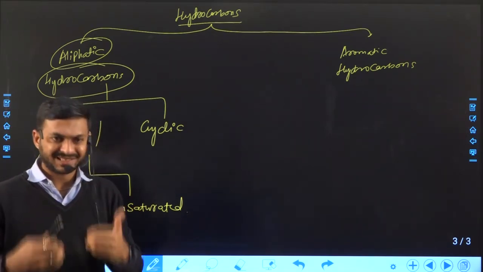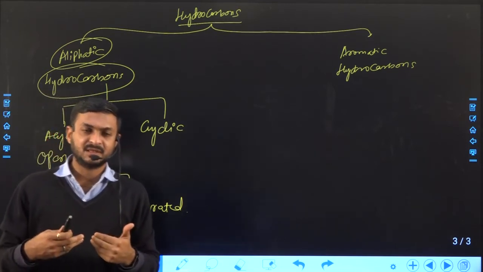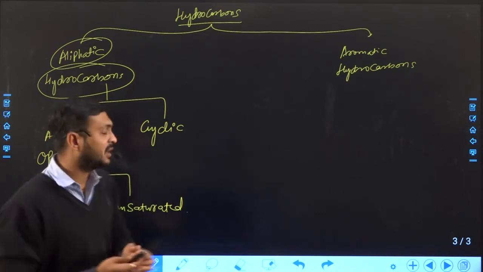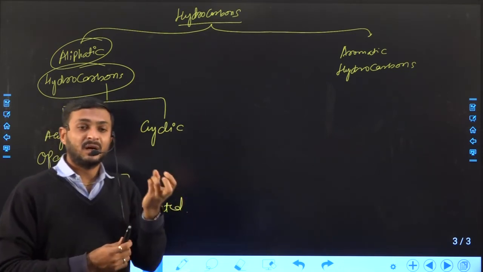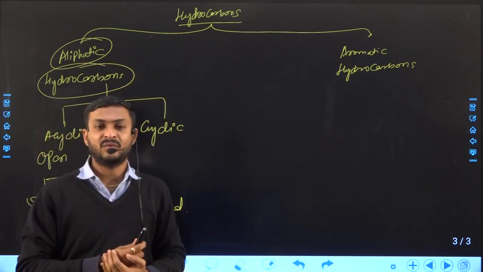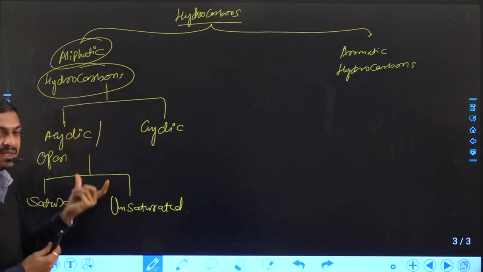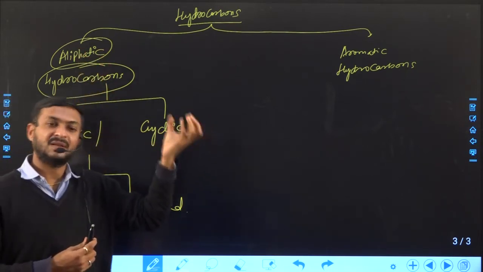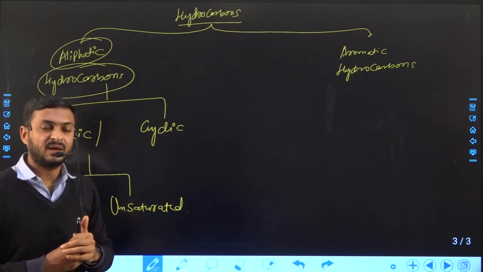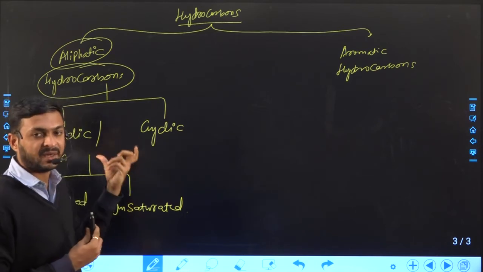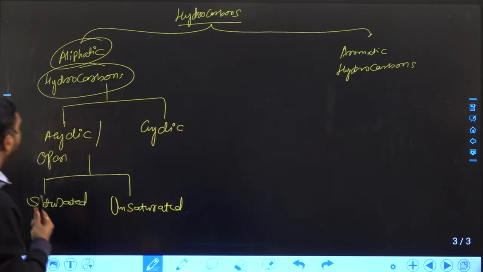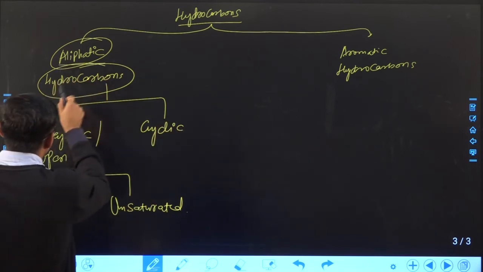Later we will discuss how we can differentiate based on structure. If I draw one structure, how can we identify whether it is aliphatic or aromatic? First of all, if we understand aliphatic and its different compounds, and then aromatic, then we can easily understand how to classify them and what the difference between aliphatic and aromatic is, right? But firstly we start with aliphatic hydrocarbon.